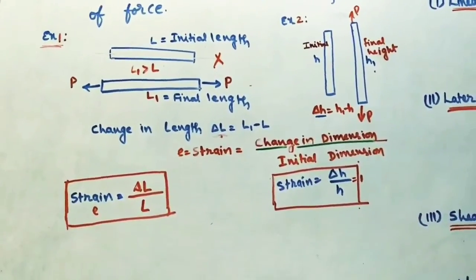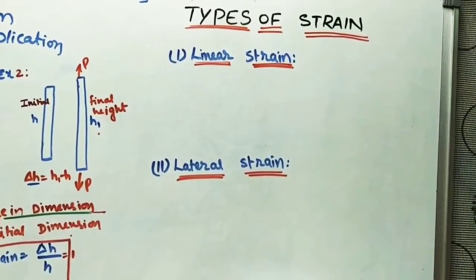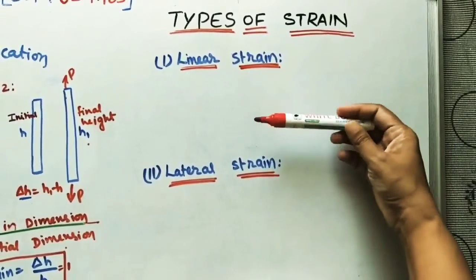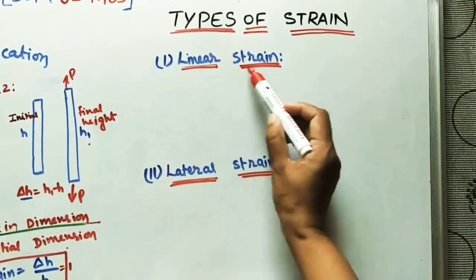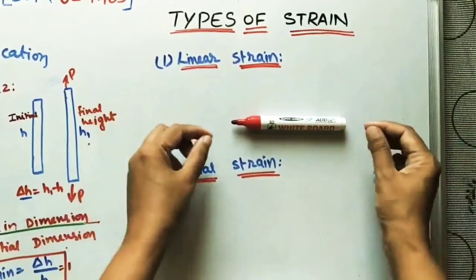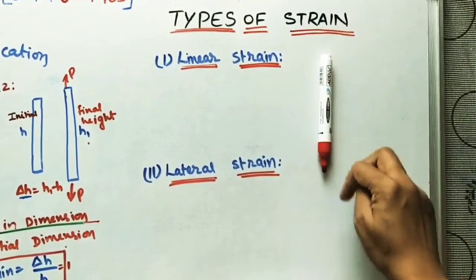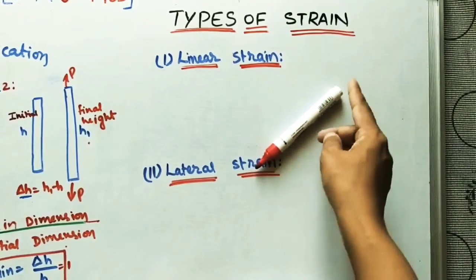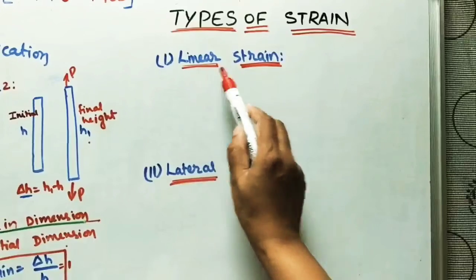Let us take the types of strain in a given body with the application of the load. The first type is linear strain. As I told, we can take the object either horizontally or vertically. Wherever the force is applied along the axis, if we are taking the object horizontally, we have to apply the horizontal force. If we are taking the object vertically, we have to apply the load vertically. If we are taking the object along the z-axis, we have to apply the load along the z-axis. Whatever axis we are taking, along that axis we are taking this strain.